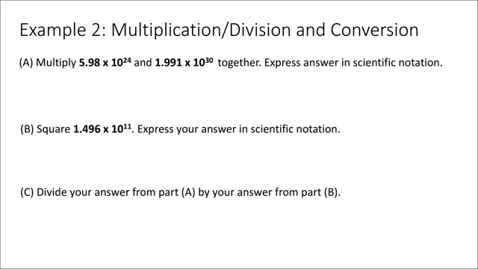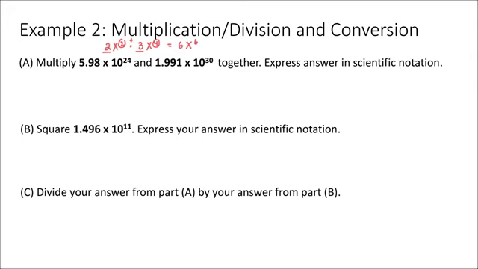When it comes to multiplying or dividing numbers in scientific notation, we're going to use the same logic we apply when multiplying or dividing algebraic expressions. For example, if you were trying to multiply 2x squared by 3x to the power of 4, you would multiply the coefficients together, and then add the exponents together. So you would get 6x to the power of 6.